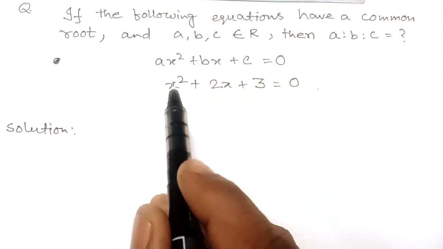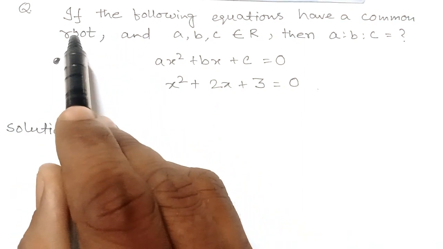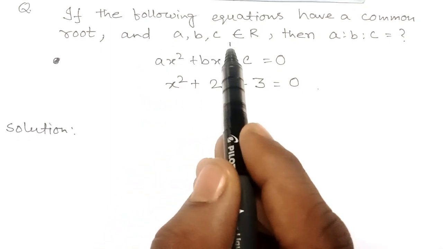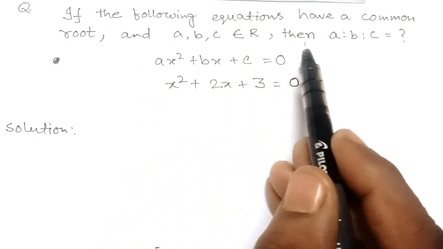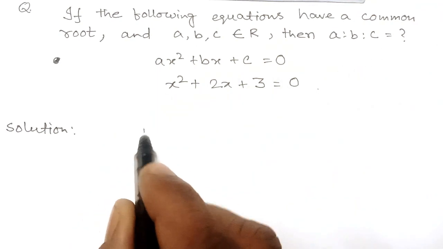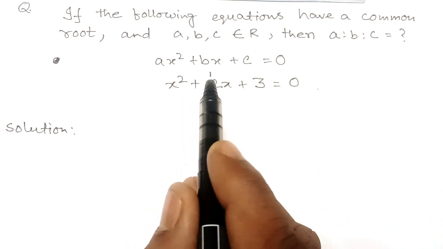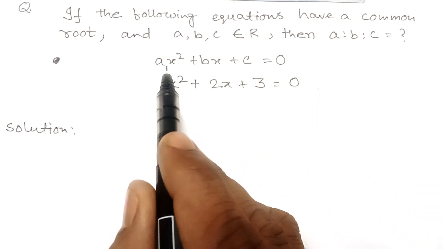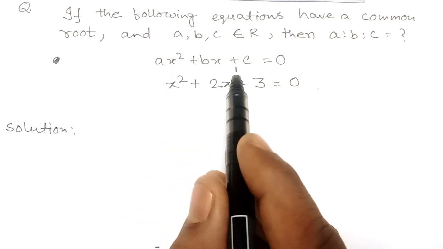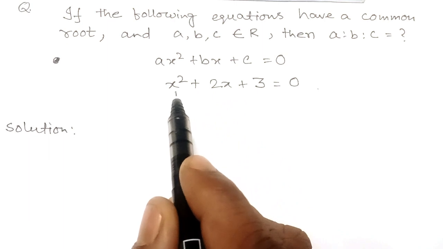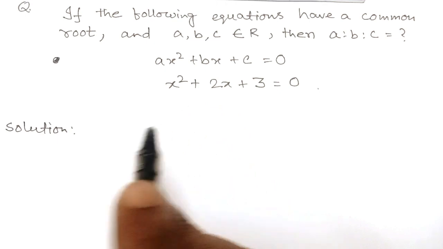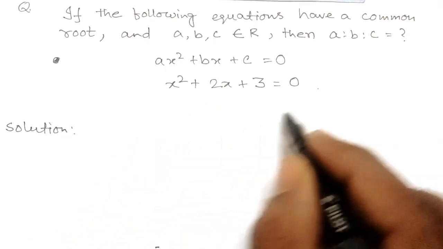Here we have two equations, and the question states that if the following equations have a common root and a, b, c are real numbers, then find the ratio of a is to b is to c. First of all, we see there are two equations, of which one has unknown coefficients of the terms x square and x and the constant term, and the other has constant coefficients that are known. So we will take the second equation.